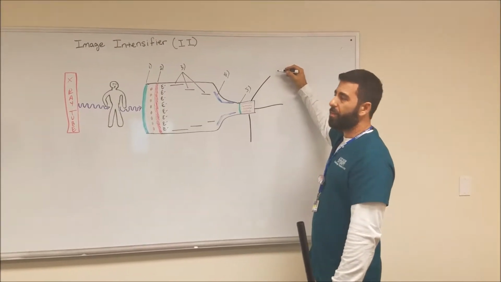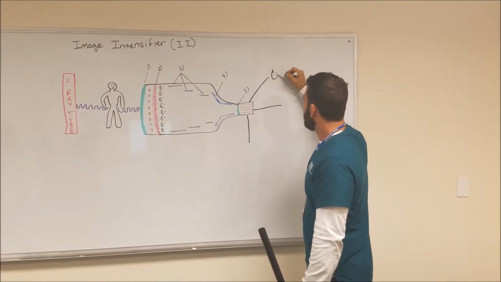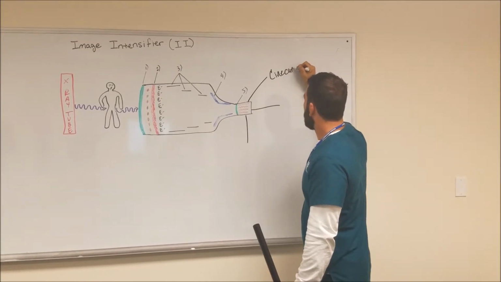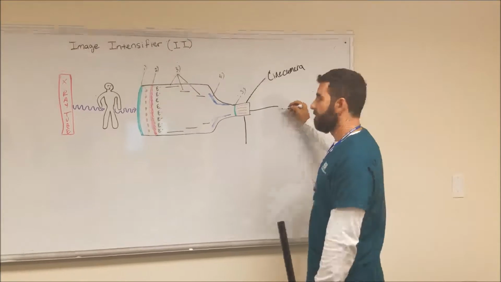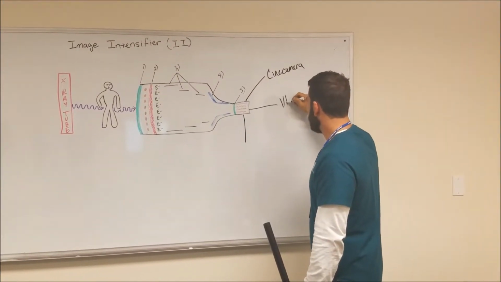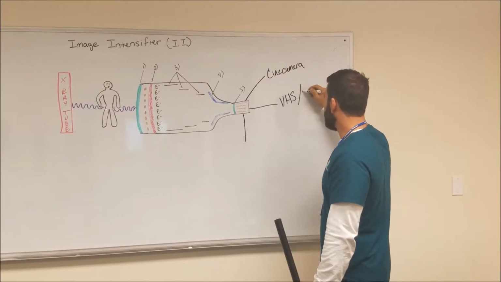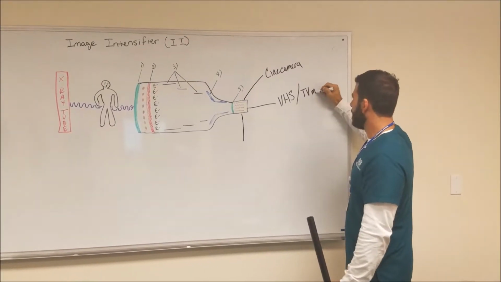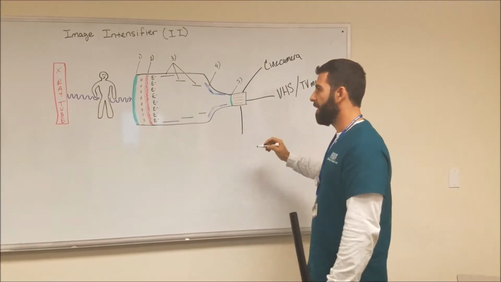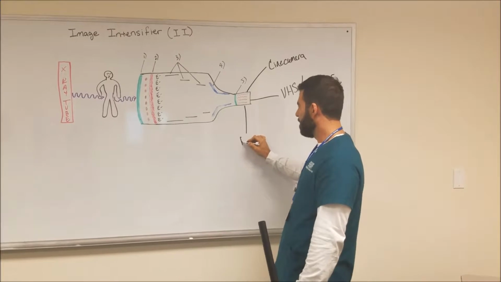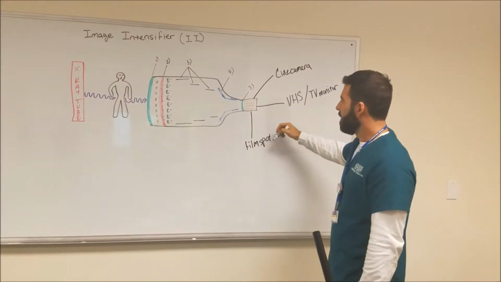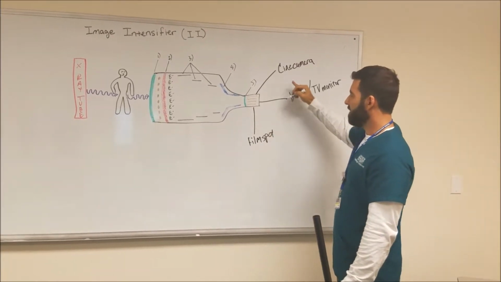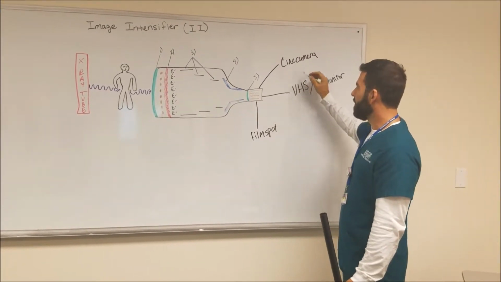The first way would be seen in camera. The second way would be VHS, also known as TV monitor. And the final way would be film spot. The best way to view with the highest amount of detail out of these 3 would be our cine camera.